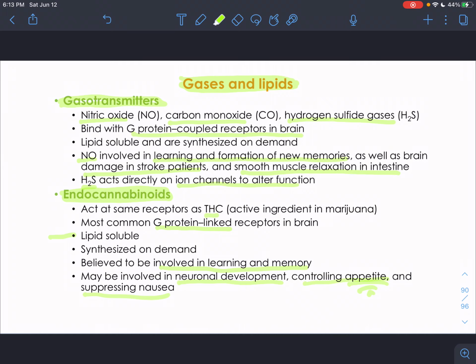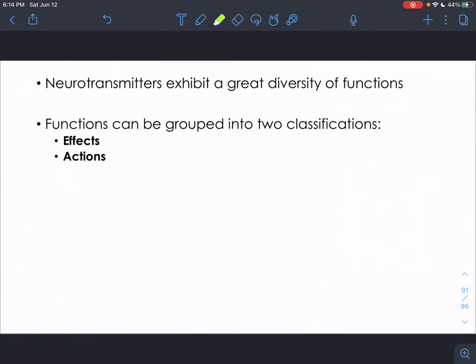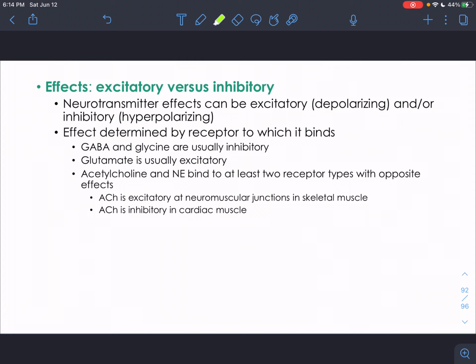Okay, so those are the categories of lipids. And they have a great diversity of functions. So our functions can be grouped into effects and actions. So we'll talk about those. So effects. We already talked about this, but you can have either excitatory or inhibitory neurotransmitters.